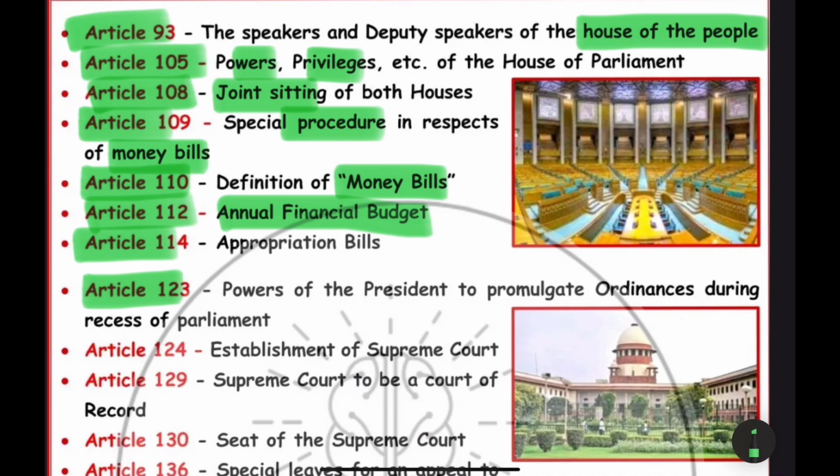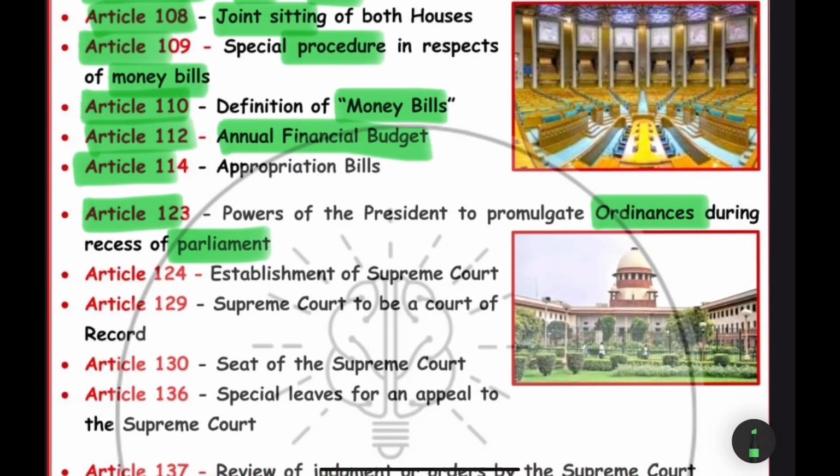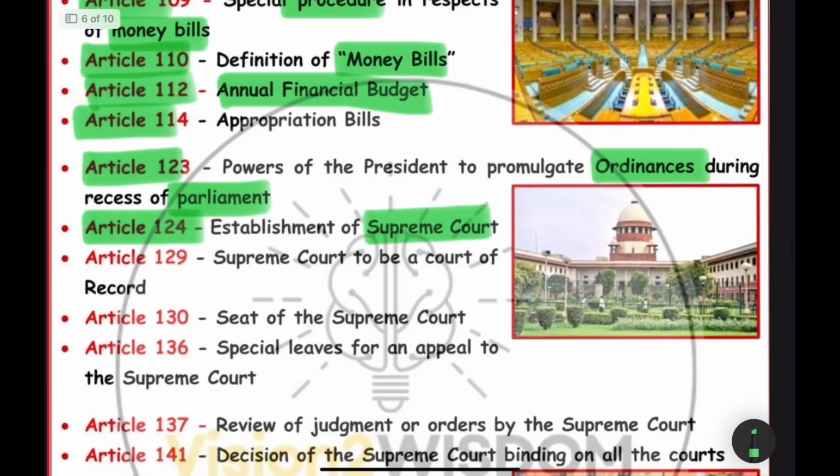Then Article 123. This is nothing but the ordinance power of the President. So the ordinance power of the President comes under Article 123. Then Article 124 establishes the Supreme Court. Which article tells about the Supreme Court? That is Article 124.